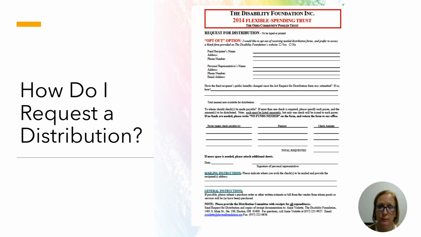At the top of the form, which you should see on the screen right now, it asks for the name, address, and phone number of the fund recipient, and for the name, address, phone number, and email address of the personal representative. For some people, this may be the same person. If you act as your own personal representative, your information would go in both sections. Just below that, the form asks if the trust recipient's public benefits have changed recently. If he or she has had a change in income or benefits, you can briefly describe it here. Otherwise, you can just leave it blank.